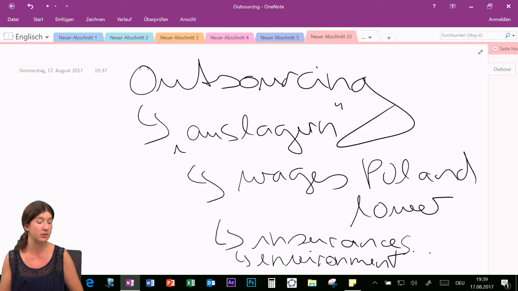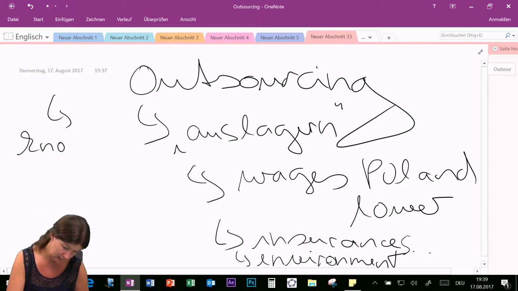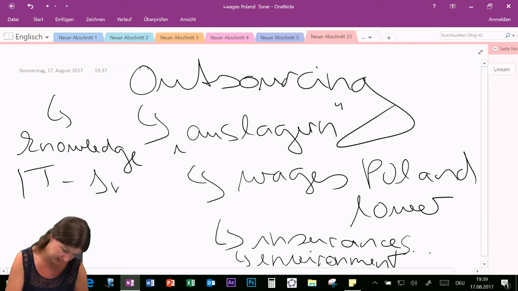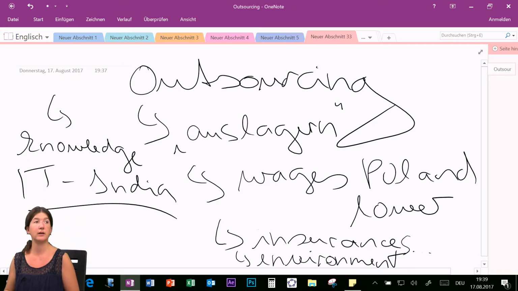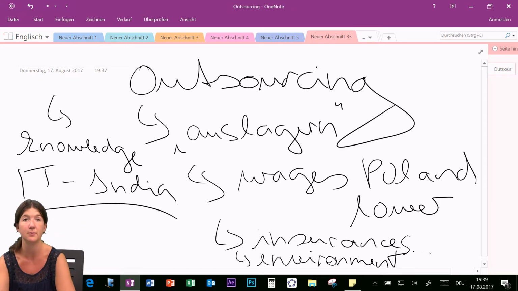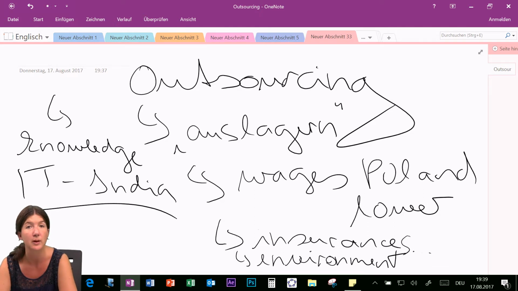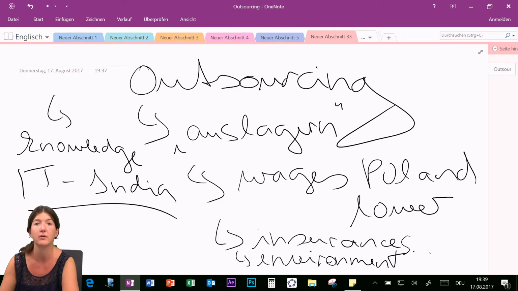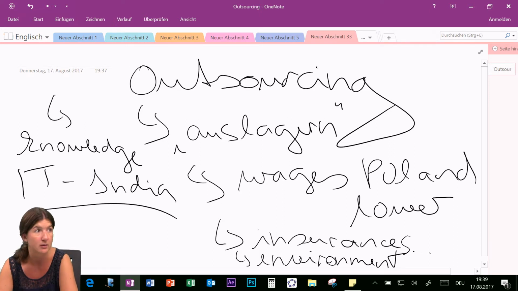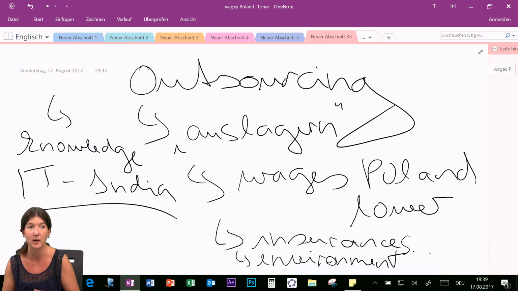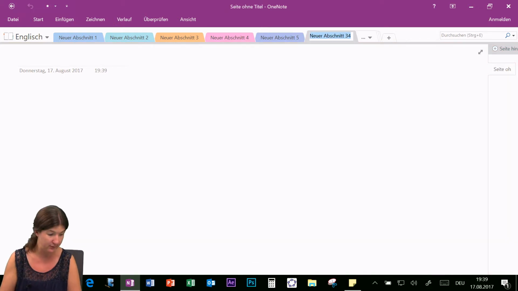So we have wages, insurances, knowledge, of course. A standard example here would be IT companies outsourcing parts of their businesses to India, because that's where a lot of knowledge is around about IT and computers. They know a lot about technological stuff. They have really good universities educating people in IT and computers, software, hardware, whatever. So that's also a reason for outsourcing. There are countries where people know more about what you need, basically. I think that's it for outsourcing.